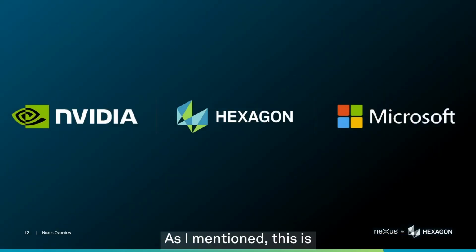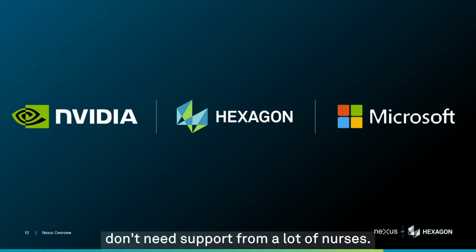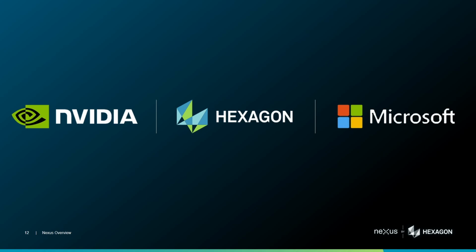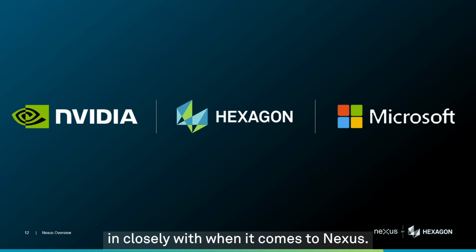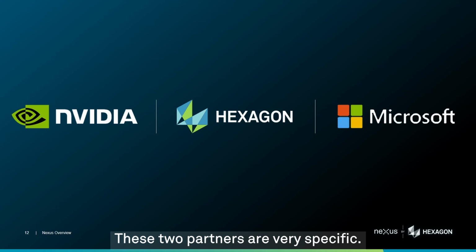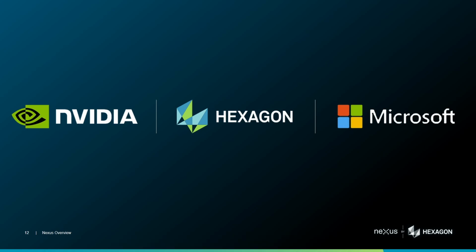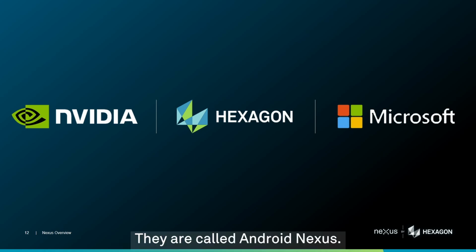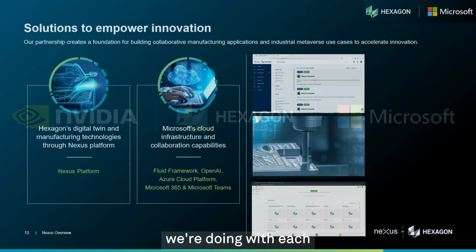As I mentioned, this is not possible just with Nexus. Nexus is an open platform, which means we're going to need support from a lot of partners as we mature with Nexus. Two of the key partners that we're working very closely with when it comes to Nexus, one is Microsoft, the other one is NVIDIA. These two partners are very strategic to Hexagon and to Nexus. So let's dive into what exactly we're doing with each of them.